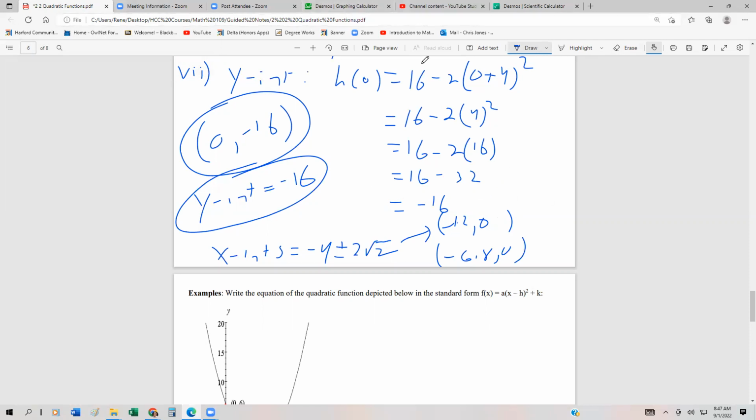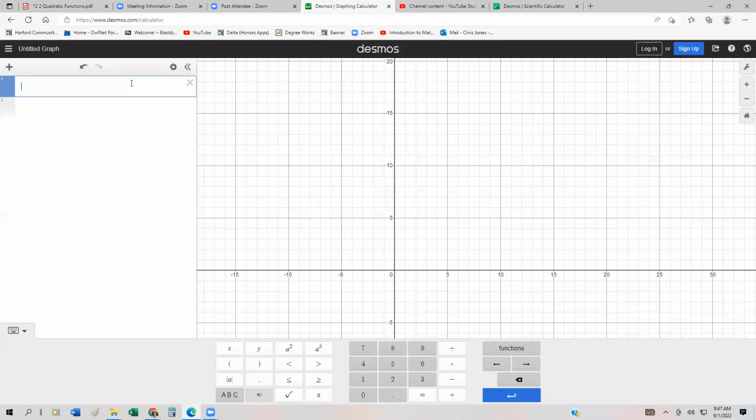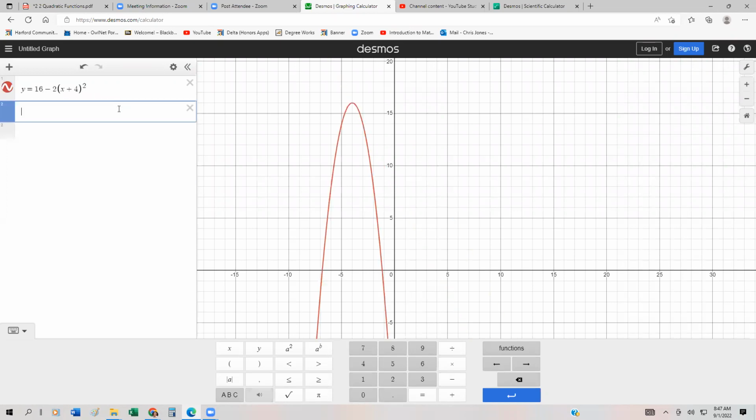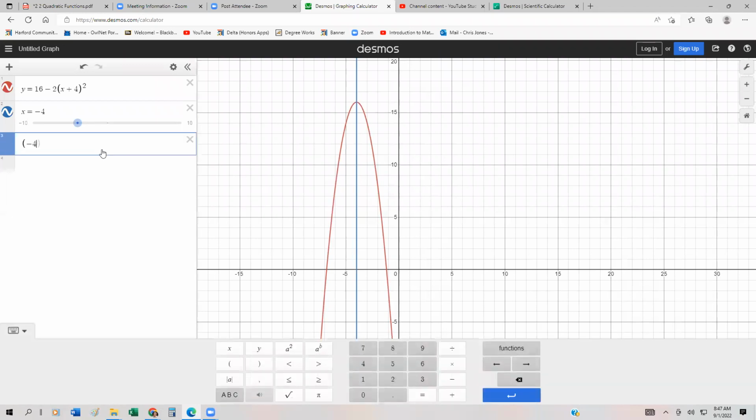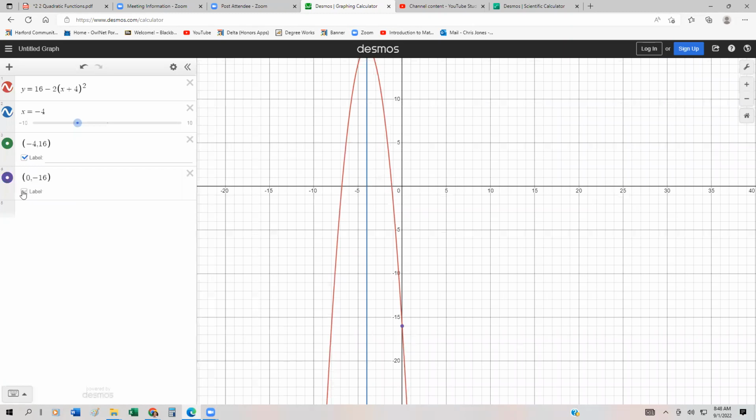All right, now let's go through and plot everything on a graph just to make sure that all the stuff that we found corresponds. All right, so if we do so, remember our function, y equals 16 minus 2 quantity x plus 4 squared. All right, and let's plot the axis of symmetry. We had x equals -4, so it went right down there. Okay, you probably remember that we had the point -4, 16 was our vertex. Okay, that looks good. We had the point, I believe, 0, -16. And I believe that was one of our intercepts. Okay, it was the y-intercept.